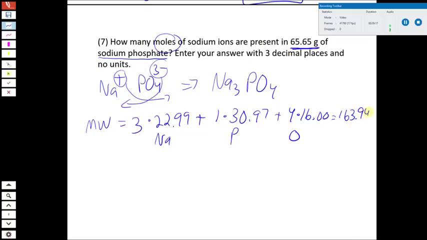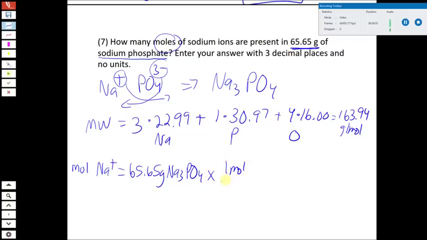Okay? That's one of the first things we covered back in Chapter 5. We've been using it a lot, but figuring out the molar mass of a compound involves summing up the atomic masses of the elements. And then finally we're ready to do the conversion because we have that molar mass. When we're doing problems that involve conversions, as I always say, look at what it's asking you for. It's looking for moles of sodium ions, moles of Na+. We're starting with 65.65 grams of sodium phosphate, the whole thing, so the first thing we'll do is convert into moles of sodium phosphate.